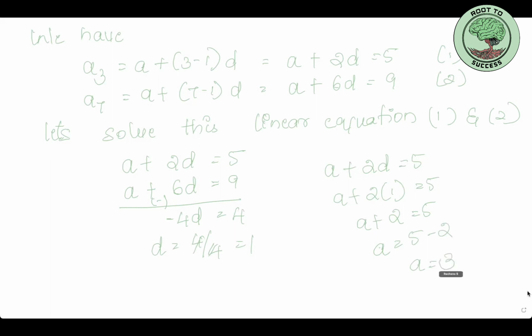So we have A and D, that is A will be 3 and D will be 1. So hence the required AP is 3, 4, 5, 6 and 7.